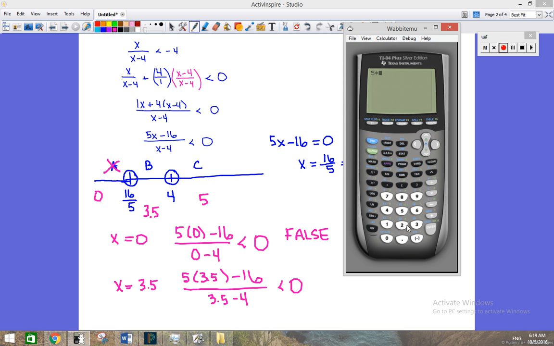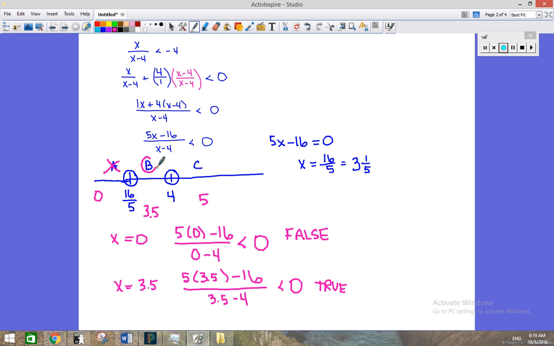5 times 3.5 is 17.5. Minus 16 is a positive number, but 3.5 minus 4 is negative. So like I said, that was a true statement. So we're going to shade in region B.